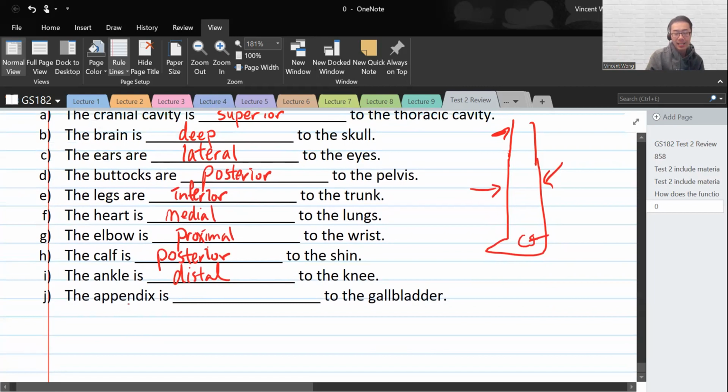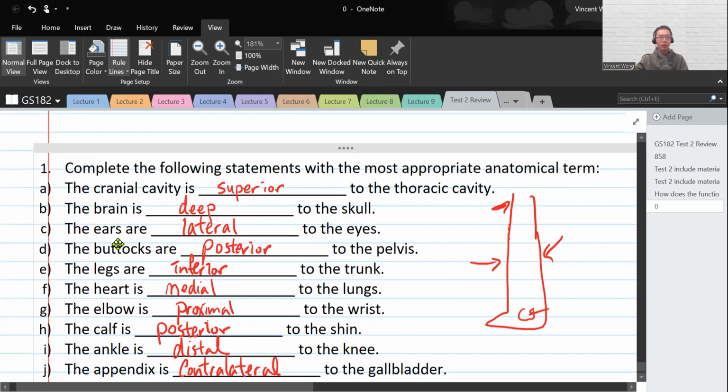Your appendix is on the right side of the body, and the gallbladder is on the left side. So they're on opposite sides of the body. We say contralateral. If it's on the same side, then we say ipsilateral. Okay, ipsi, ipsilateral.